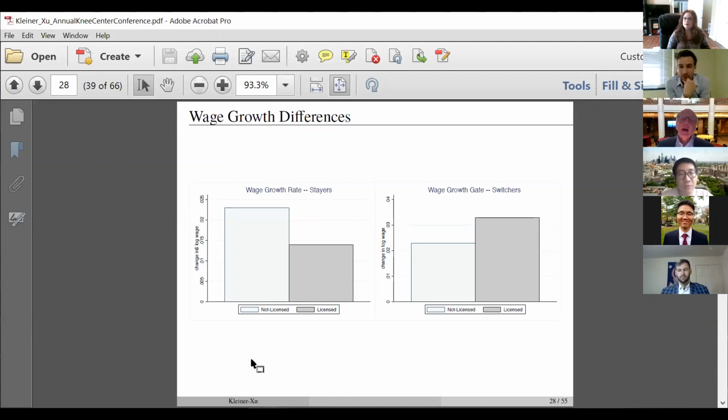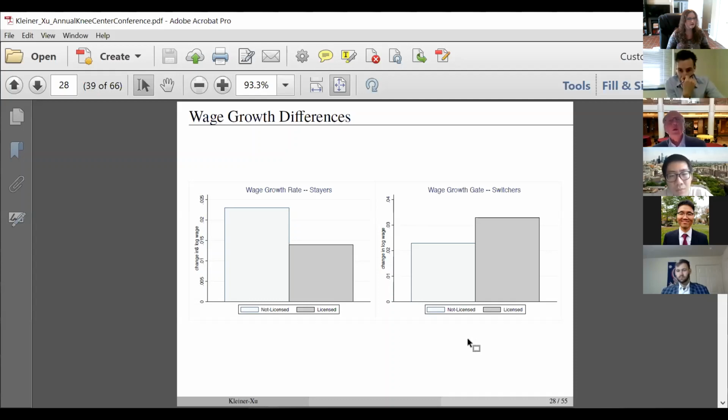What we found looking at the data is that non-licensed individuals tend to be younger, and their wage changes tend to be much larger. Now, when we put in our controls, those results flip. But in terms of the basic numbers, given that we have no covariates, we find the stayers' wage growth is higher for licensed occupations. When you look at wage growth for switchers, the licensed occupations are much higher. Those people who switch from non-licensed to licensed, their wage growth numbers tend to be much higher.